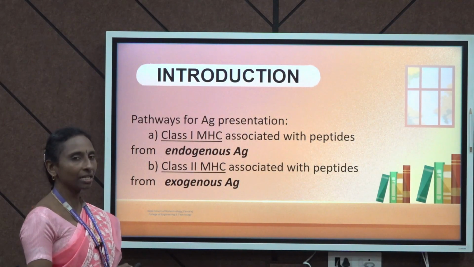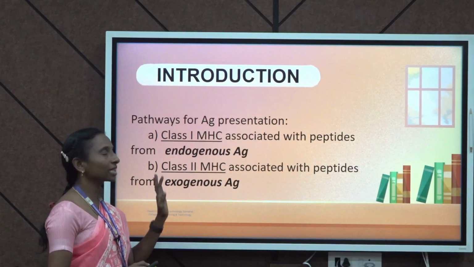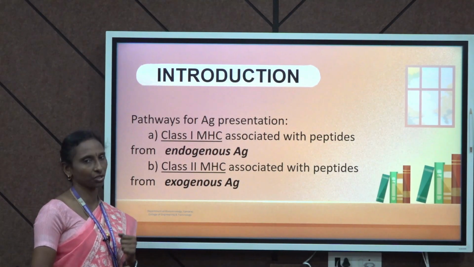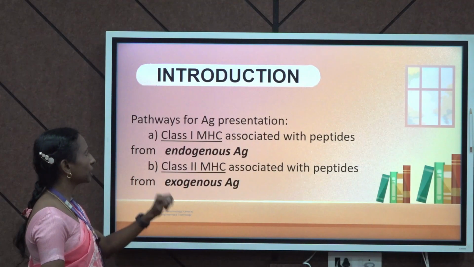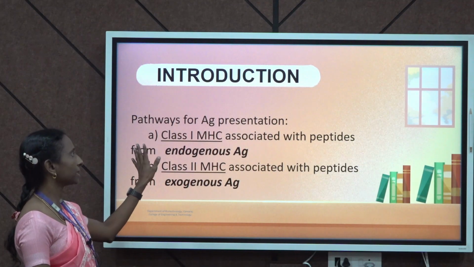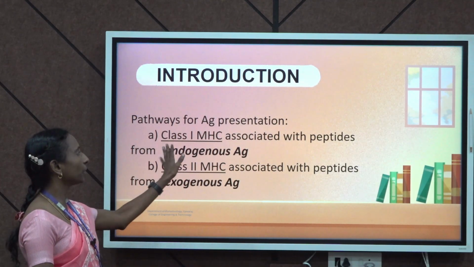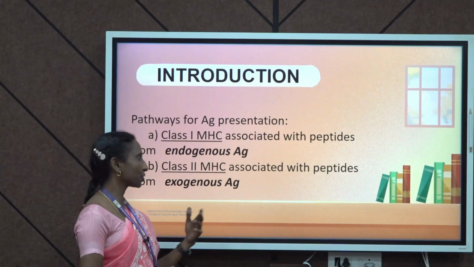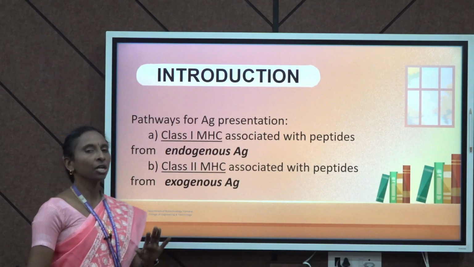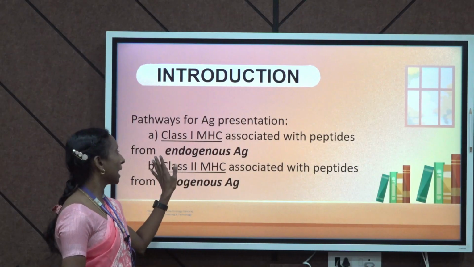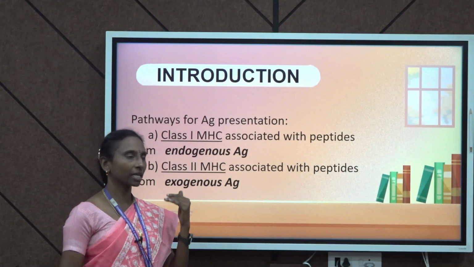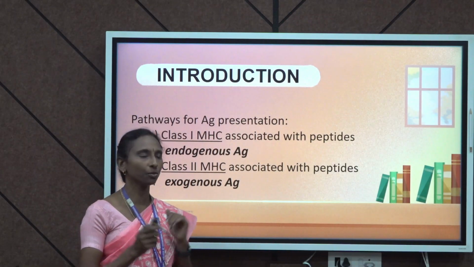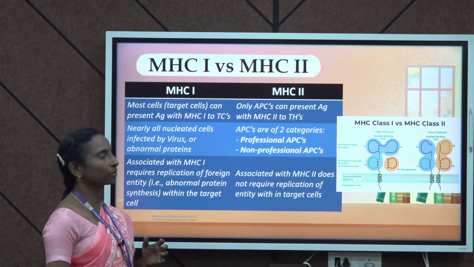As for the antigens, we have two broad classes, the endogenous antigens and the exogenous antigens. These endogenous antigens are associated with class 1 MHCs, whereas the exogenous antigens are associated with class 2 MHC. To put it in simpler words, endogenous antigens are presented by class 1 MHC molecules and exogenous antigens are presented by class 2 molecules. Let us understand how this is happening.